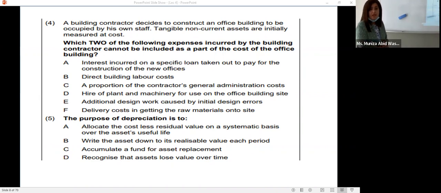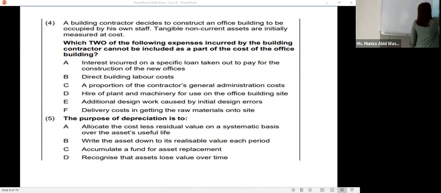Accumulate a fund for the asset replacement. This is what normal persons think, that depreciation is being taken because we are setting aside a particular amount so that we can replace the asset. This is not so. Recognize that assets lose value over time. It's not the wear and tear in the value of an asset, because we are using the matching concept. That is why we are taking the depreciation. So option A is the right answer. Allocate the cost less residual value on a systematic basis over the estimated useful life of the asset.